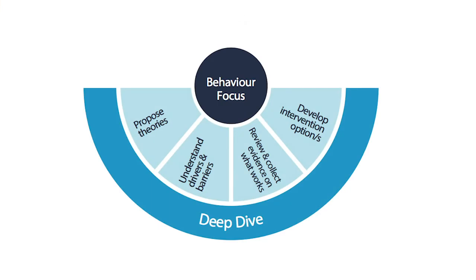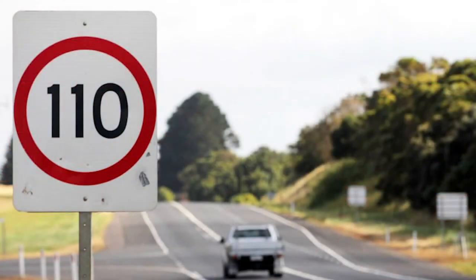The second part of the BWA method is what we call the deep dive. Deep dive is where we focus in on one particular behaviour and we really want to understand the drivers and barriers of that behaviour. Again, in the book we give you tools to help understand why people do the things you want them to do or don't. And then on the basis of that understanding, identify tools to change behaviour or interventions that you can take and trial.